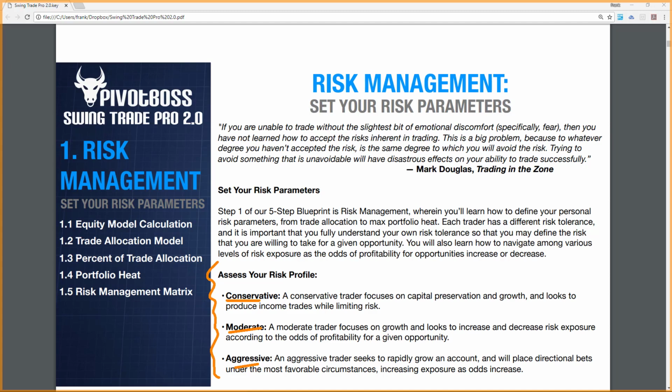Those are the main categories. You can add any category you like, but I like the idea of slow, medium, fast, something like that, right? Aggressive is someone who seeks to rapidly grow their account. They'll place directional bets under the most favorable circumstances and will increase that exposure as odds increase. So someone very aggressive is going to put a little bit more money on that opportunity.